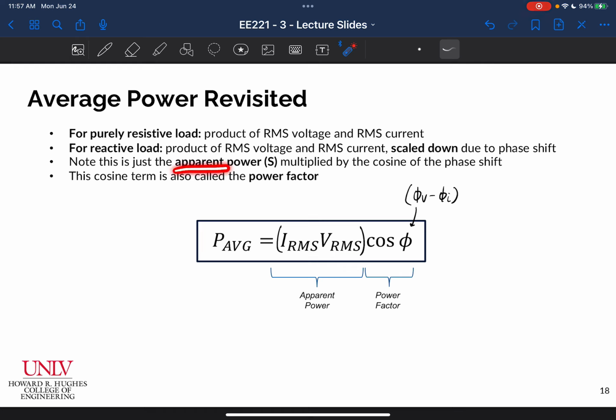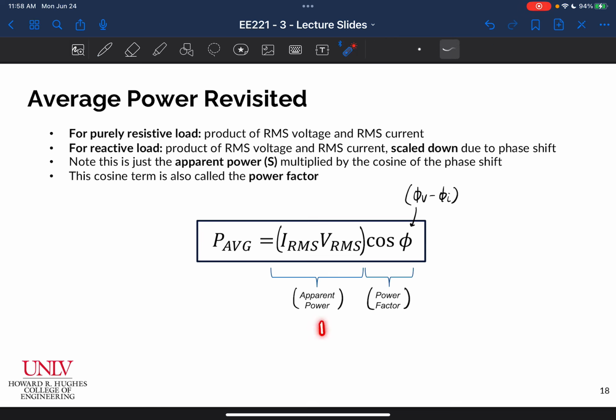I'm talking about apparent power here. We haven't talked about that yet. We're going to talk about it pretty soon. I think that's one of the upcoming slides. But basically, the average power is written in terms of two things. It's written in terms of something called the apparent power, which is just IRMS times VRMS, we've seen before, and the power factor, which is just the cosine of the phase shift between the voltage and the current. So those are just basically the names for these two terms.